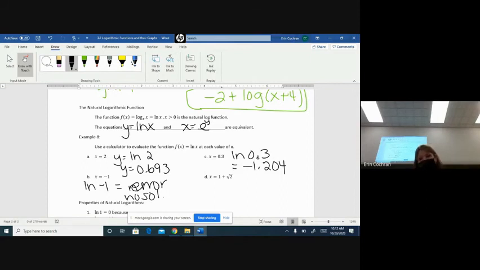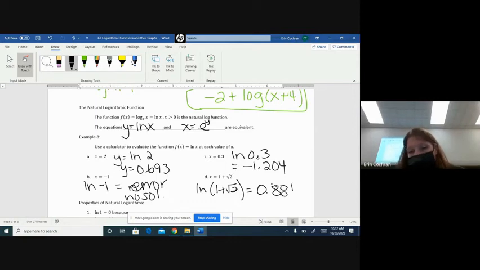No. All right. What about now? In this one, when you type it in, make sure you put 1 plus the square root of 2 inside the parentheses. Because if you take ln of 1, then plus radical 2, it's going to just take the ln of 1 and then add the square root of 2. So make sure you put that in parentheses. And what would we get here? 0.881. Okay.